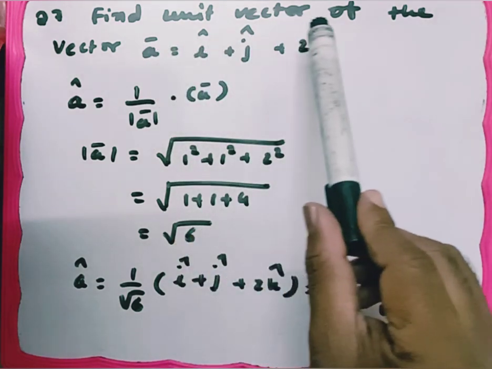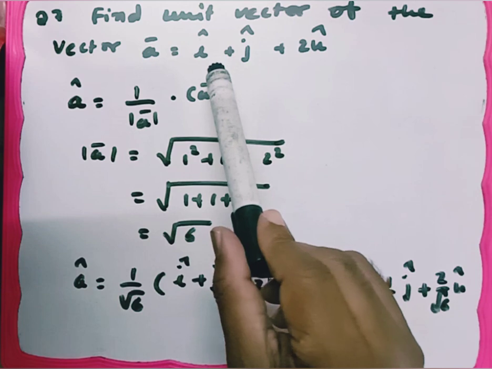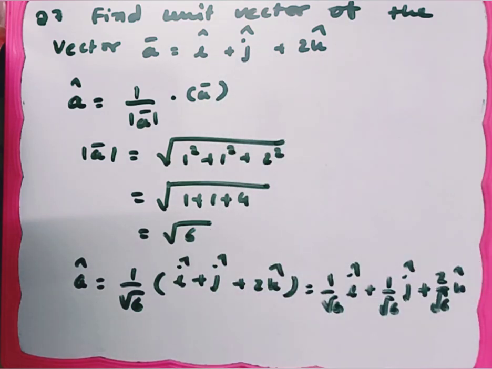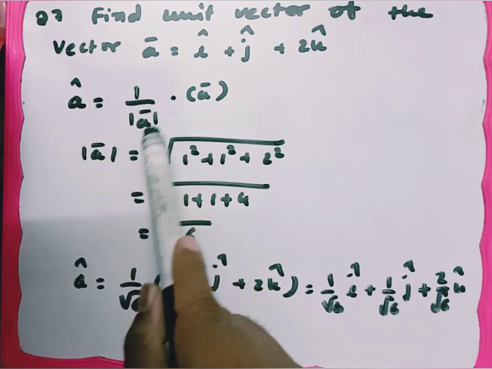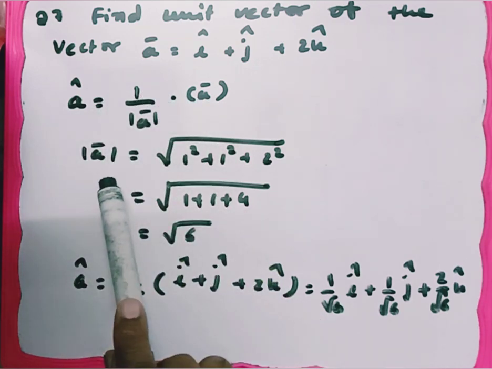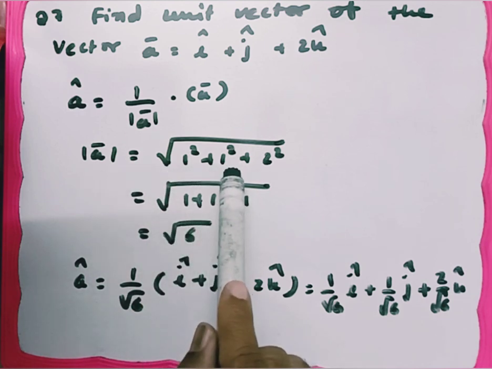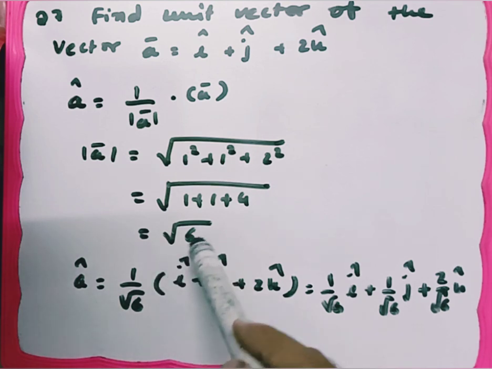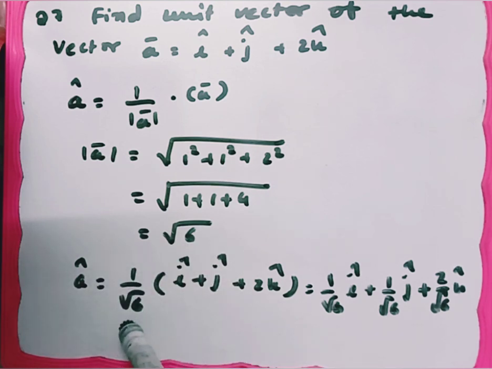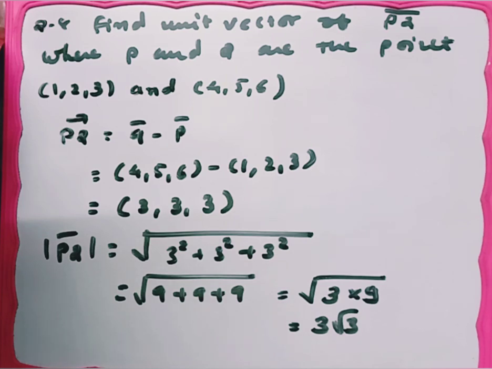Question 7, we have to find the unit vector of the vector a bar equals i caret plus j caret plus 2k caret. We know that the unit vector of a bar equals 1 by magnitude of a bar into a bar. So we find the magnitude of a bar: under root 1 square plus 1 square plus 2 square, so under root 1 plus 1 plus 4, which is 6. And so the unit vector will be 1 by root 6 times i caret plus j caret plus 2k caret. So we can write 1 by root 6 i caret plus 1 by root 6 j caret plus 2 by root 6 k caret.